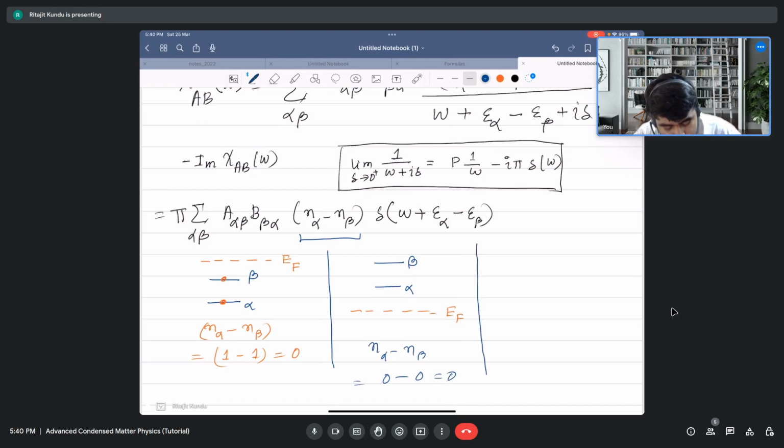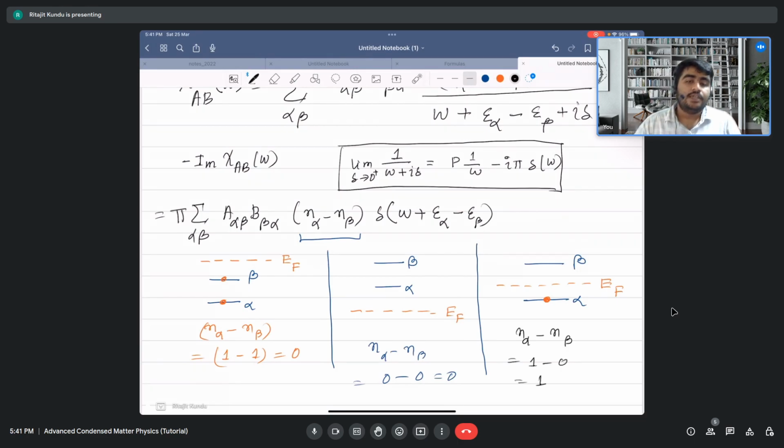And the other interesting thing: let's say you have some alpha and you have some beta, and the Fermi energy is such that it lies in between those two states. In that case, the lower state has a particle, but the upper state doesn't have any particle, right? Because it is above the Fermi energy. So in that case, n alpha minus n beta is just 1 minus 0, so that becomes 1. So you see that this actually tells you where the Fermi energy is. It will be 0 until you reach the Fermi level, and it will start becoming non-zero if you have transitions between alpha and beta.